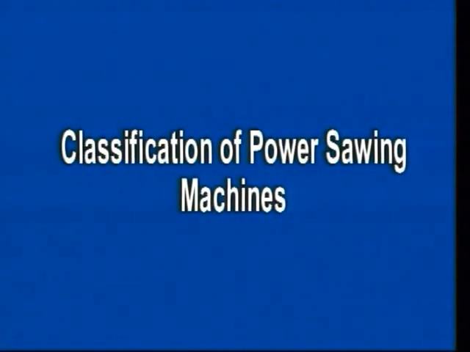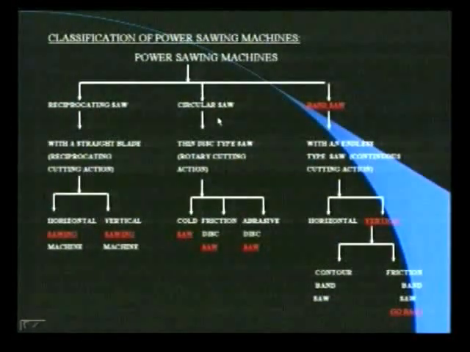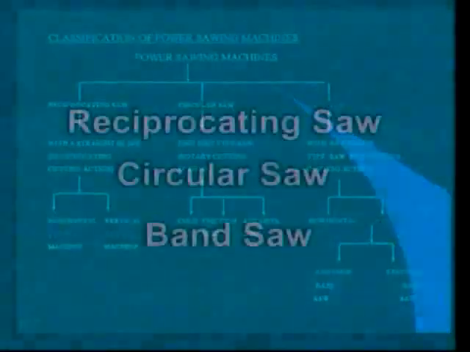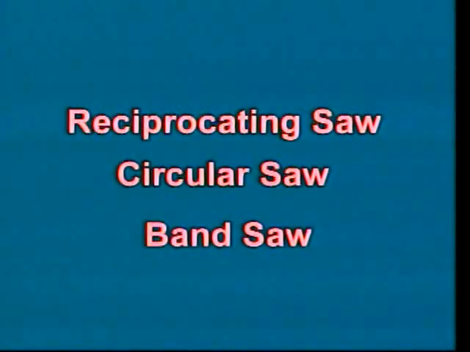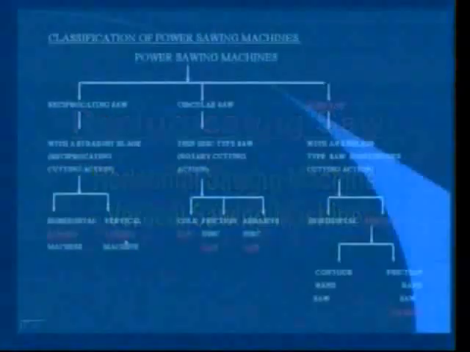Next, we classify various power sawing machines. Power sawing machines are broadly classified as follows: reciprocating saw, circular saw and band saw. Reciprocating saws are further classified as horizontal sawing machines and vertical sawing machines.